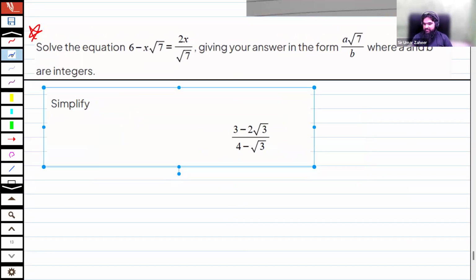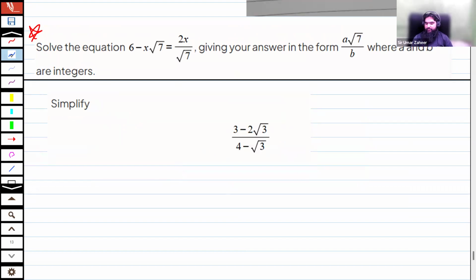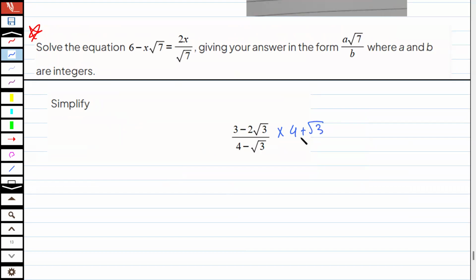Okay, now look at here. He says that you have to simplify 3 minus 2 square root of 3 divided by 4 minus square root 3. So for this one, we will multiply and divide with the denominator while changing the sign. We have 4 plus square root 3, 4 plus square root 3. And this step is known as rationalization. Why am I doing this? To remove the surds from the denominator.